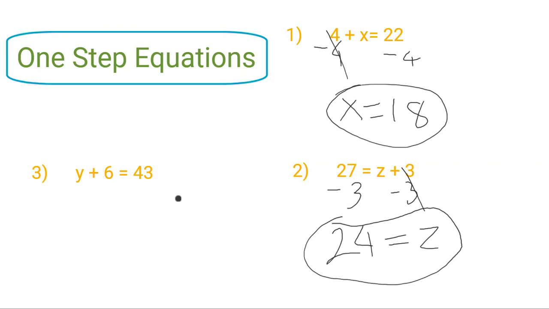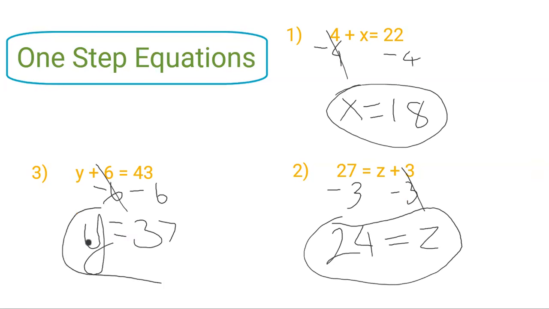Okay, for question 3, you need to subtract 6 to get the y by itself. So y is the variable, and we need to figure out what y is. So you have to do it to both sides. So y equals 37, since 43 minus 6 is 37. That's your answer.